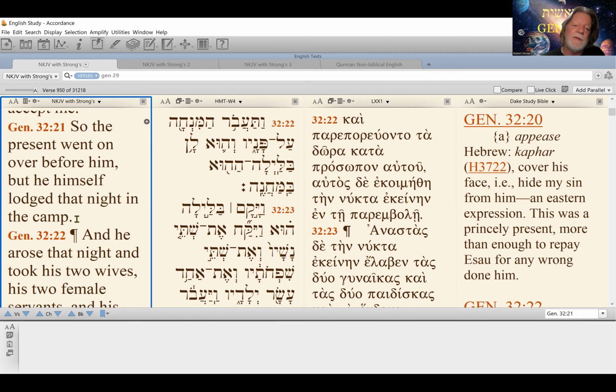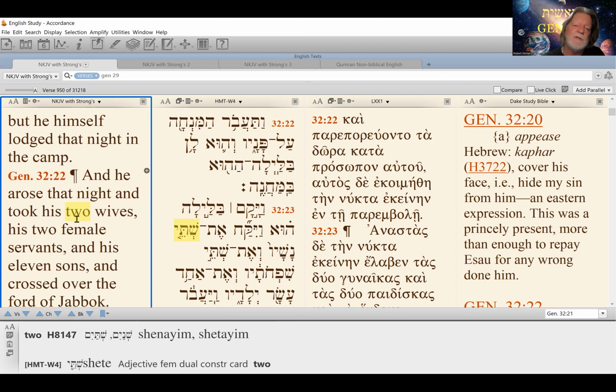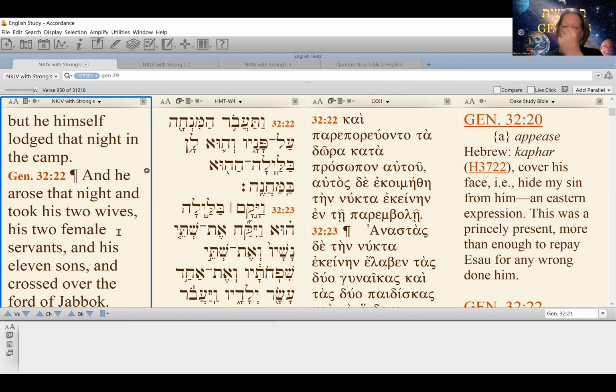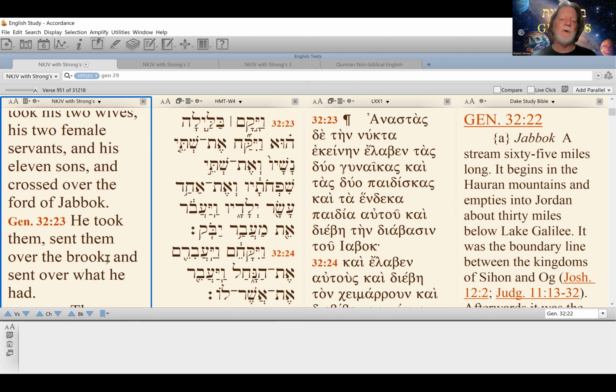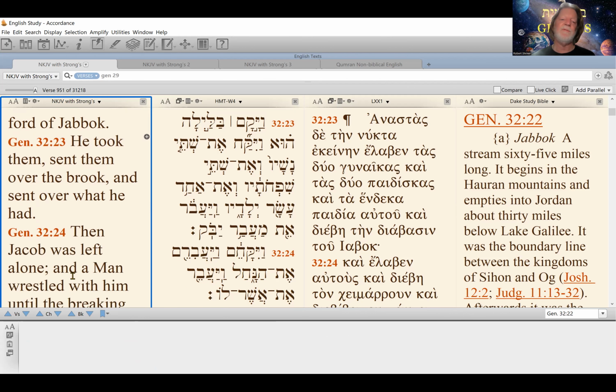So he lodged that night in the camp, and he arose that night and took his 2 wives and his 2 female servants and his 11 sons and crossed over the ford of Yavok. I was right. It's the Yavok River. And he took them and sent them over the brook and sent over what he had. So they all crossed over to the south side of the Yavok River.